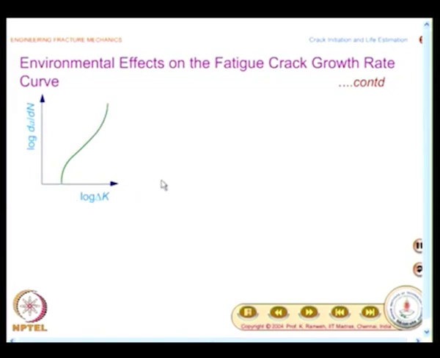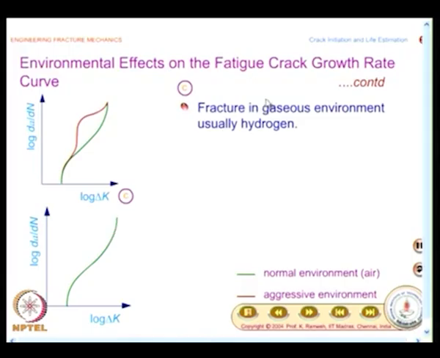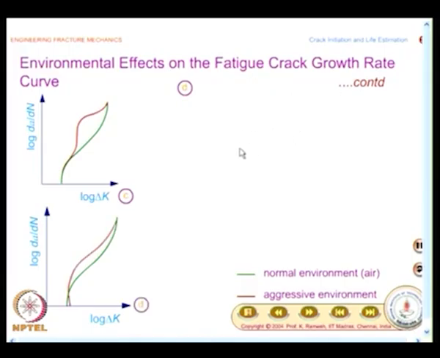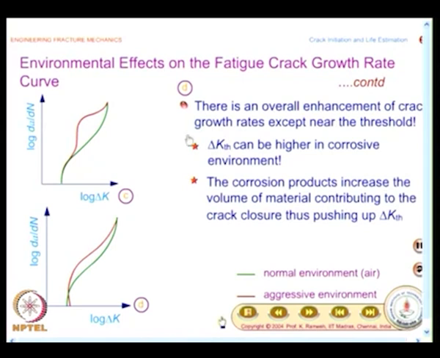This is another aggressive environment case. The delta K threshold is not modified, but the crack growth increases. This happens if you have a gaseous environment, usually in the hydrogen embrittlement case. And what do you see here? There is an overall enhancement of crack growth rates except near the threshold.